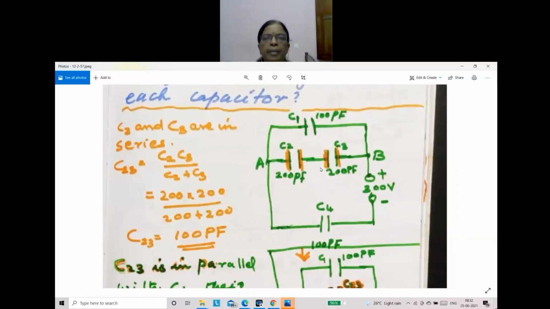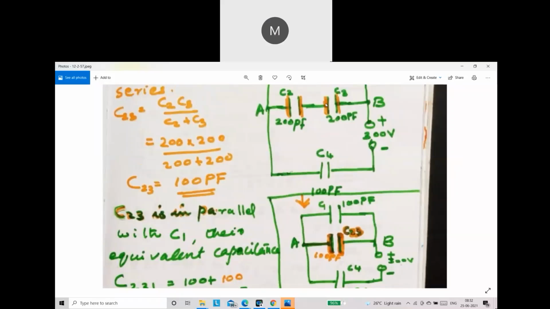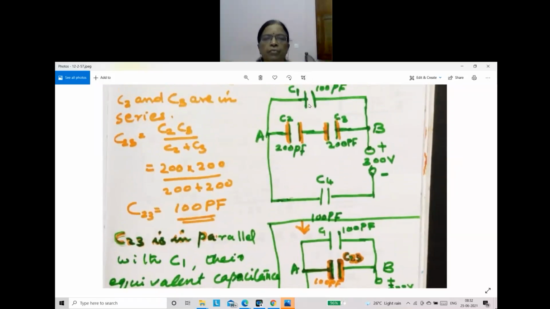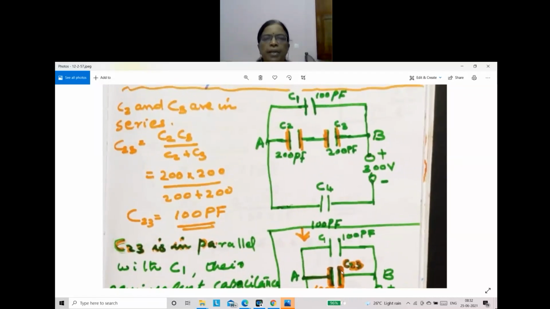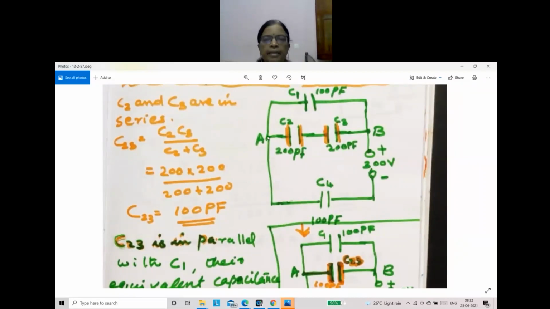Parallel, correct. See, C23 I have drawn with this color itself, and C1 is there already, 100 picofarad. They are in parallel, yes? Teacher, won't C4 also be in that parallel combination? No, see, first of all you have to find this. Then only you can reach here. Splitting happened here, no? So first you do that combination. Then you reach here. Understand?